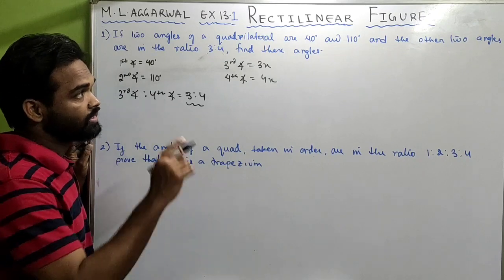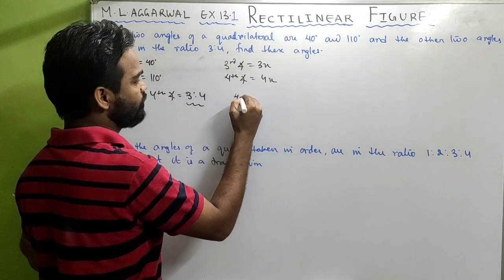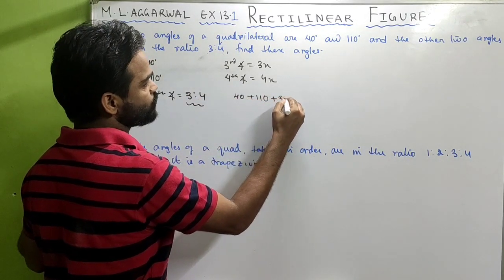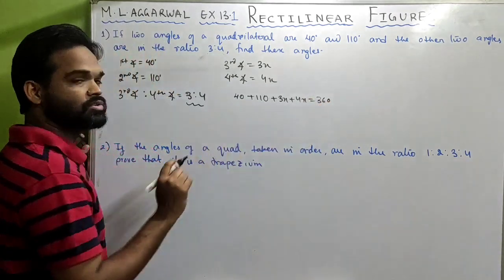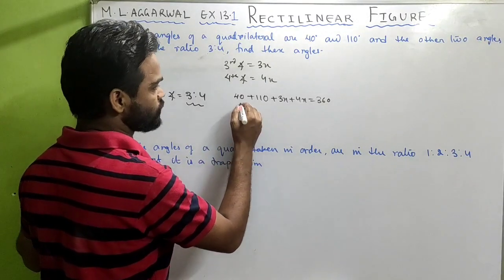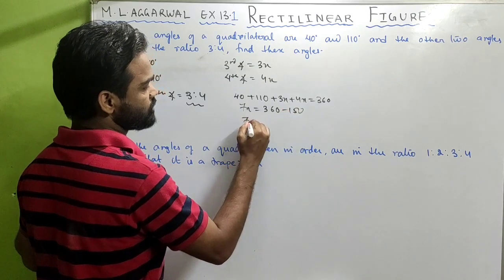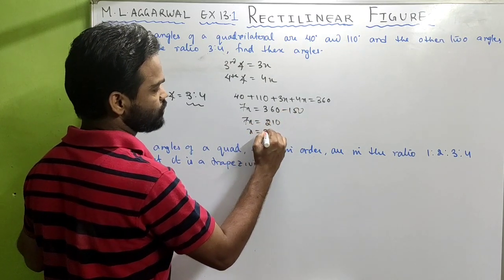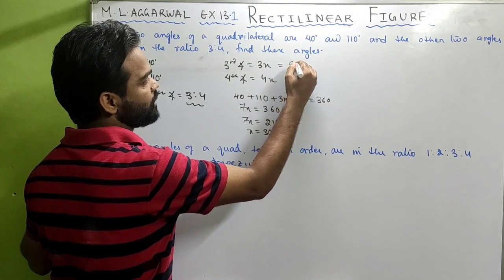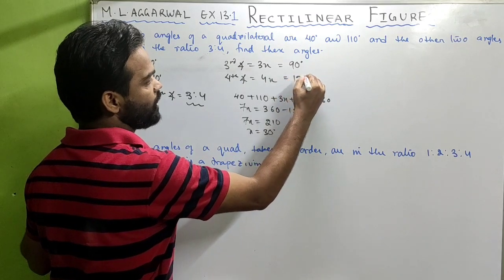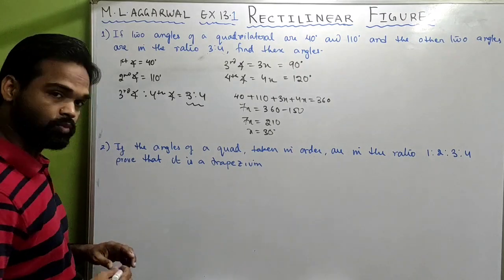Now we know the sum of the angles of a quadrilateral is 360. So can I write 40 plus 110 plus 3x plus 4x equals 360, sum of the angles of a quadrilateral, which means this becomes 150, this becomes 7x. So 7x equals 360 minus 150. So 7x equals 210, x equals 30 degrees, which means the third angle is 3 times 30, which is 90 degrees, and 4 times 30 is 120 degrees. Done. Now let us see sum number 2.